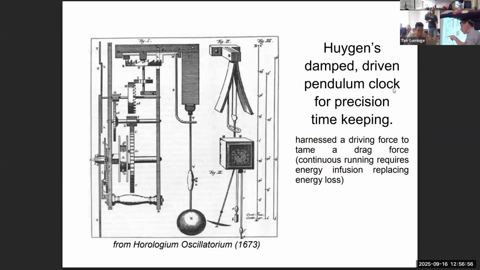Huygens was famous for figuring out that the pendulum's period, or frequency, was independent of the amplitude of the motion. Figuring out for large amplitude motion, that's not true. The period of the pendulum and the frequency of the pendulum does depend on the amplitude. So he was famous for that.